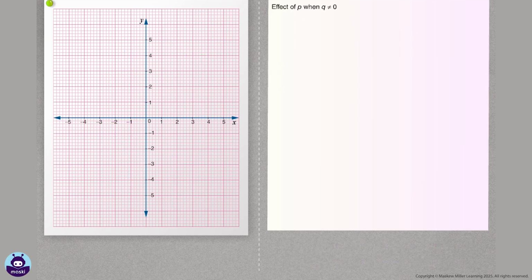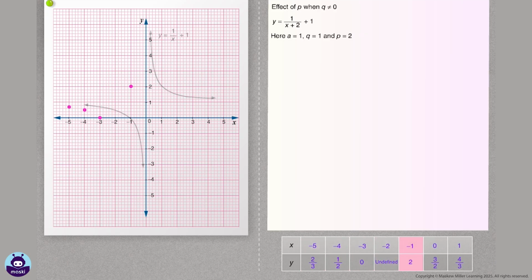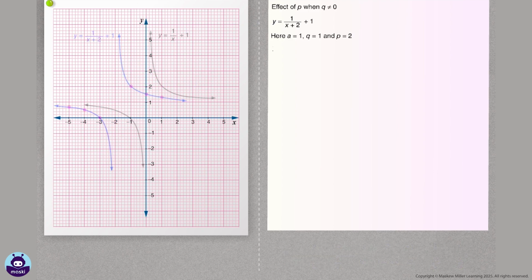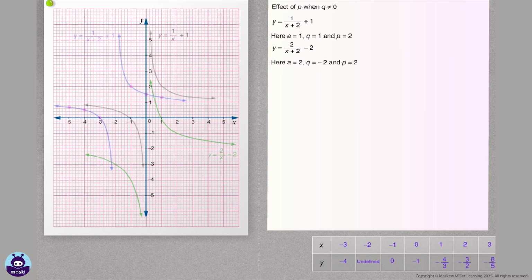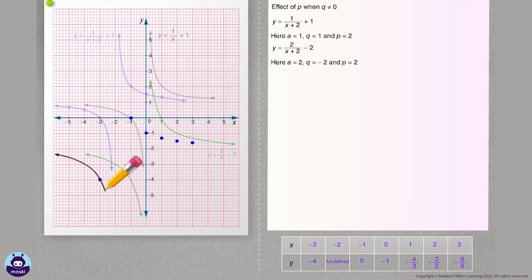Let us now quickly plot two more graphs, where q is not equal to 0, and analyze the effect of p on the graphs. Consider the function y equals 1 over x plus 2 plus 1. The y values of the function for different x values can be determined. We now consider the last function, y equals 2 over x plus 2, -2, before we generalize the effect of p on the shape of the hyperbolic function. Let us calculate the coordinates, just like we have done for the 3 previous cases.